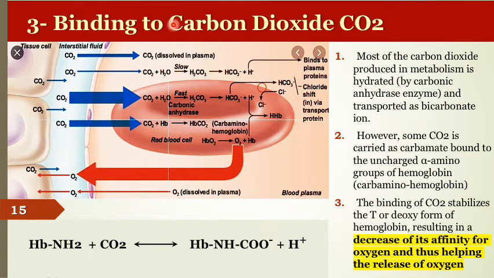The second is binding of carbon dioxide. Most carbon dioxide, more than 95%, binds water inside the RBCs, and by the action of carbonic anhydrase, it forms carbonic acid, and carbonic acid dissociates into bicarbonate and hydrogen ion. This is the main pathway. 95% of carbon dioxide, which comes from oxidation of our food, enters the RBCs and enters the pathway of carbonic anhydrase.